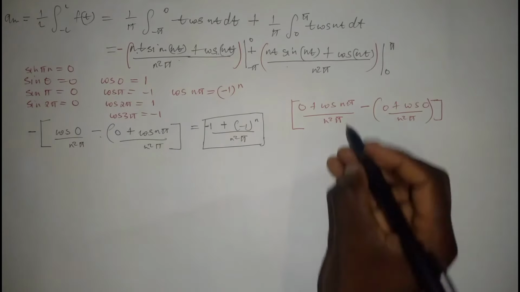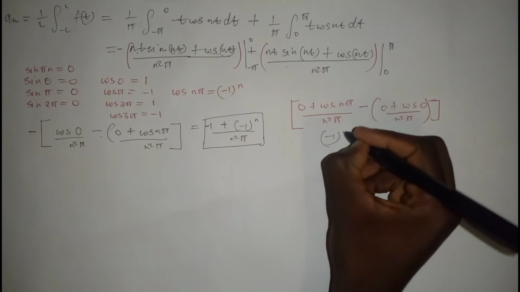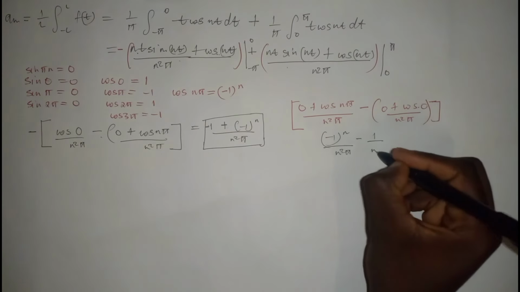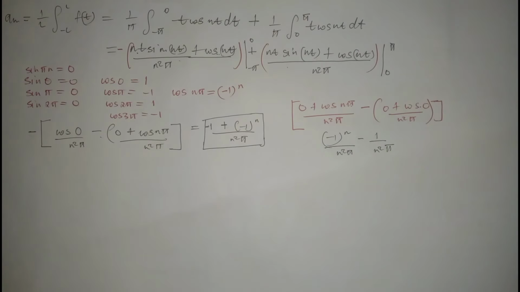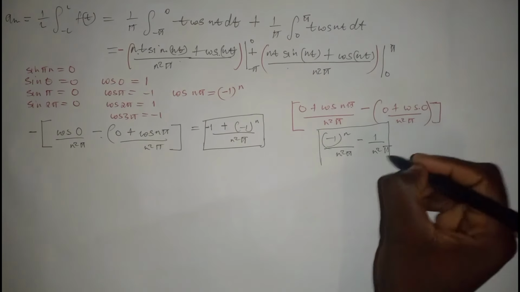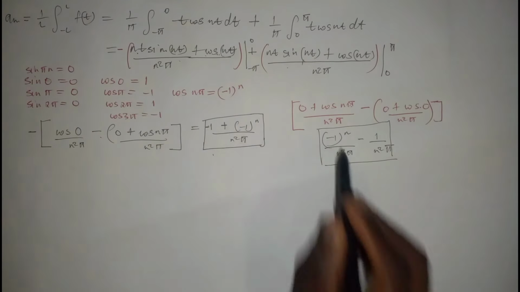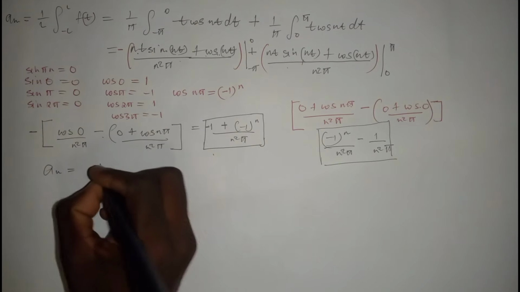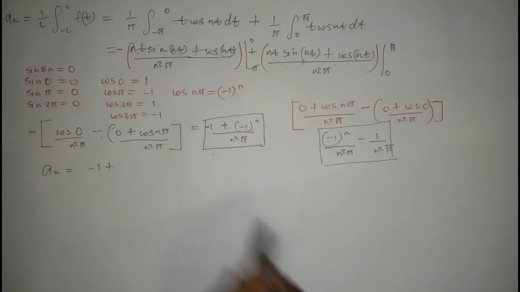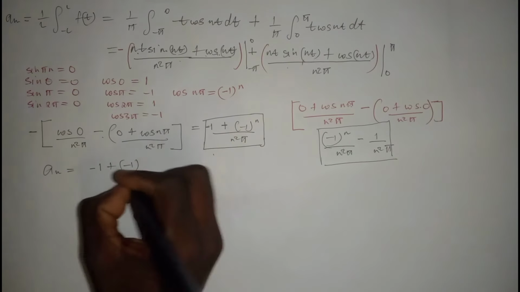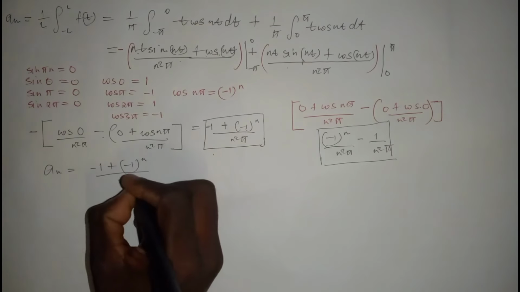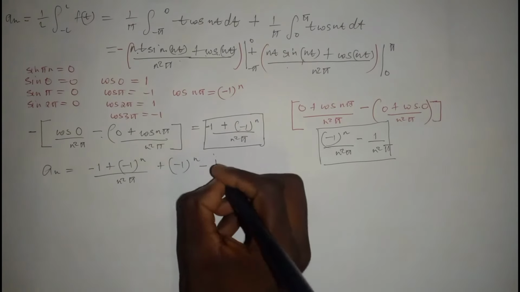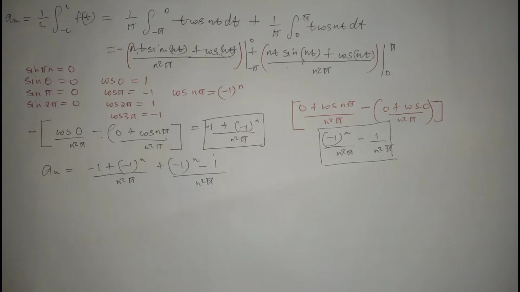Okay, and let's simplify here. Sine n pi, it's negative 1 to the power n divided by n squared pi. Minus, we're going to have 1 over n squared pi. Okay, this one for this one, this one for this one. Now it's time we add. So now you can write an is equal to negative 1 plus, okay, it's negative 1 plus negative 1 to the power n over n squared pi plus negative 1 to the power n minus, there's the same denominator, minus 1 over n squared pi.